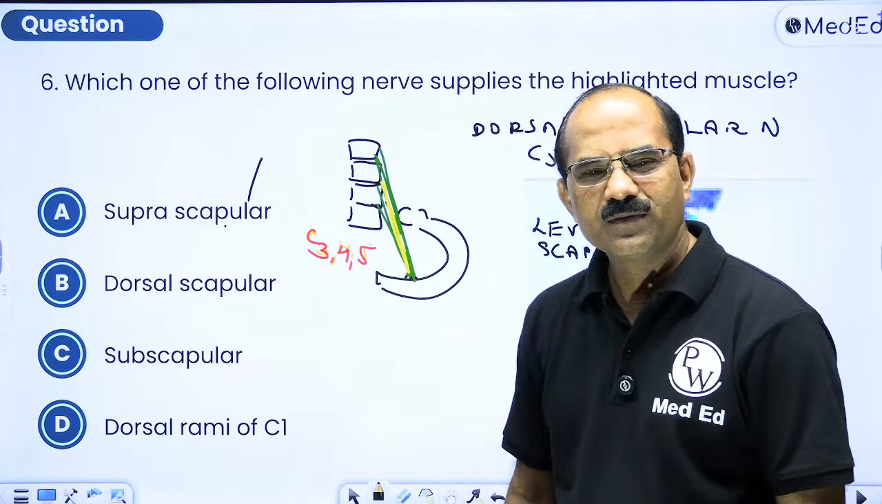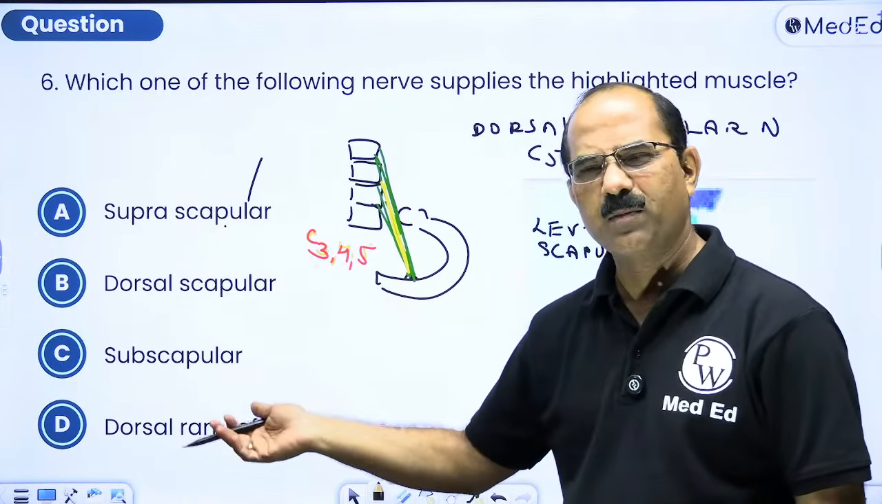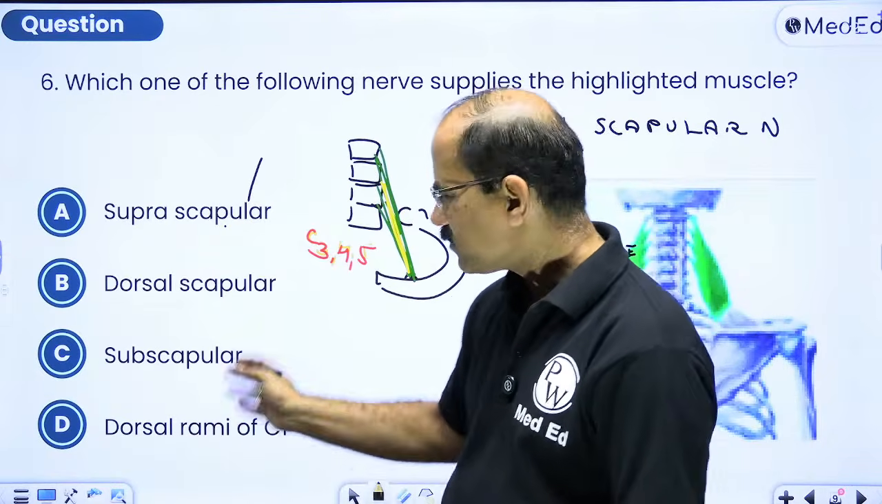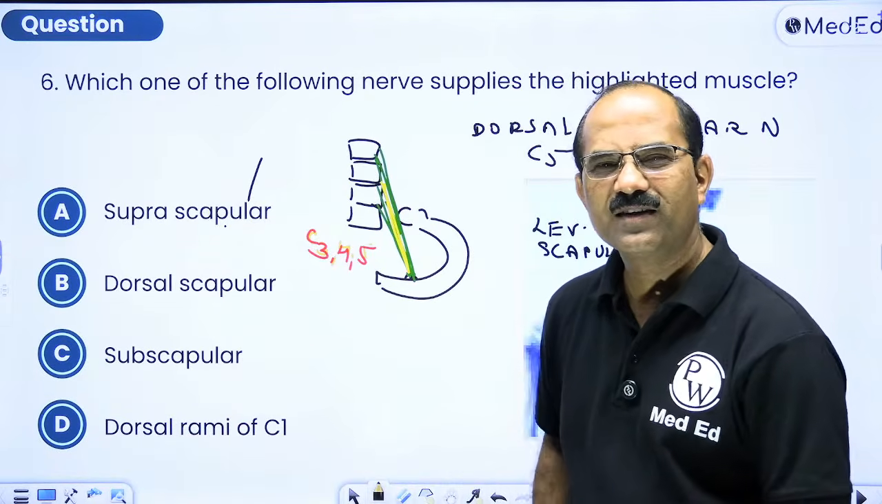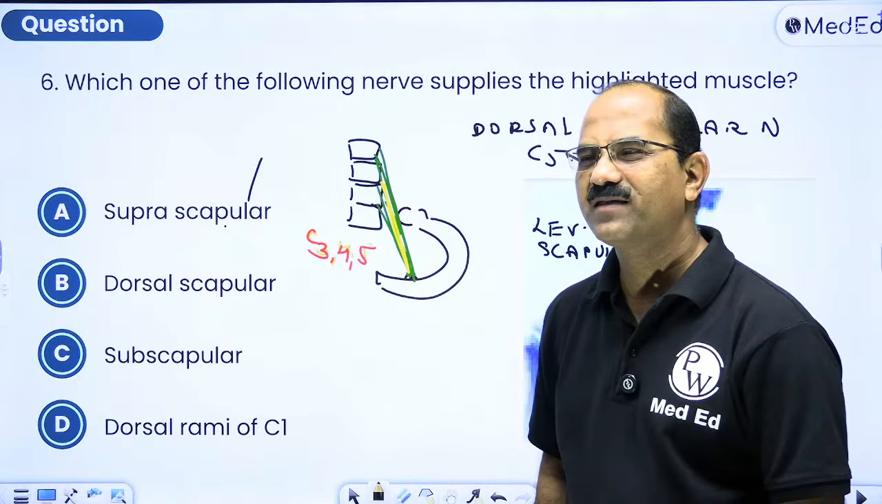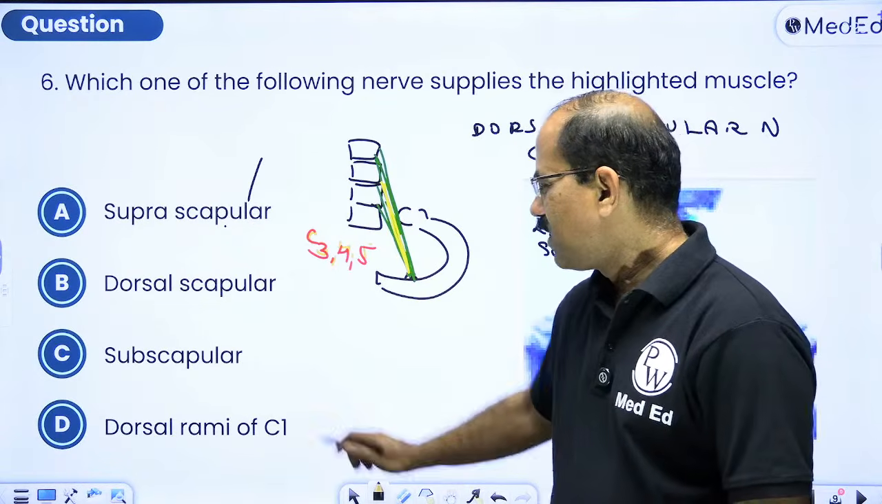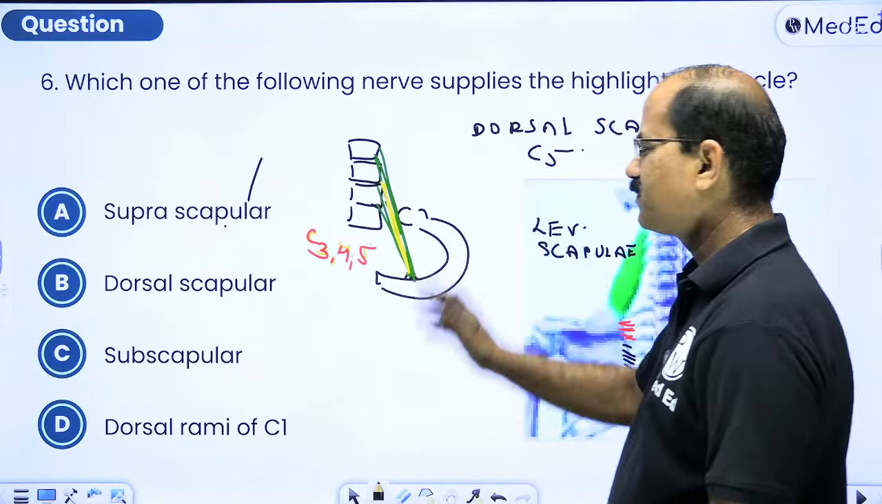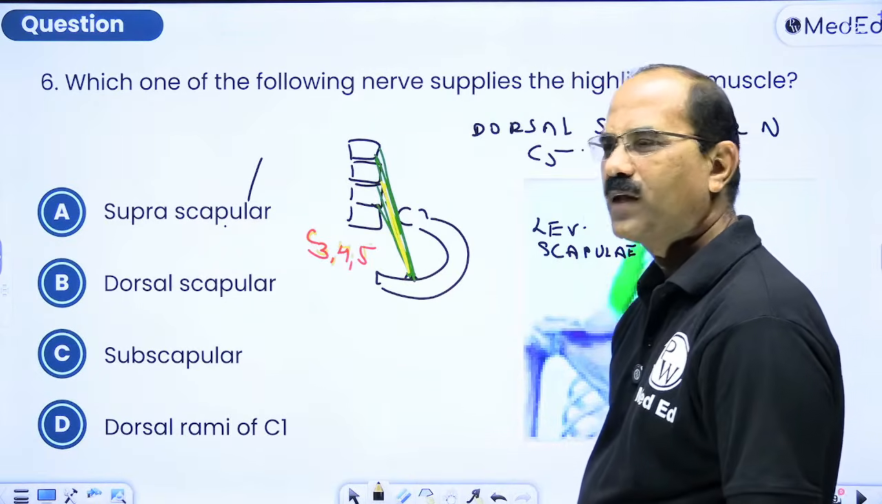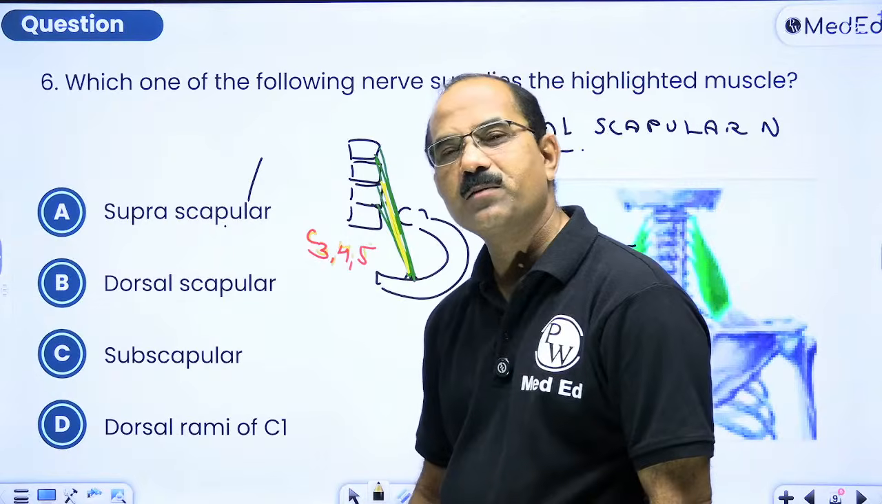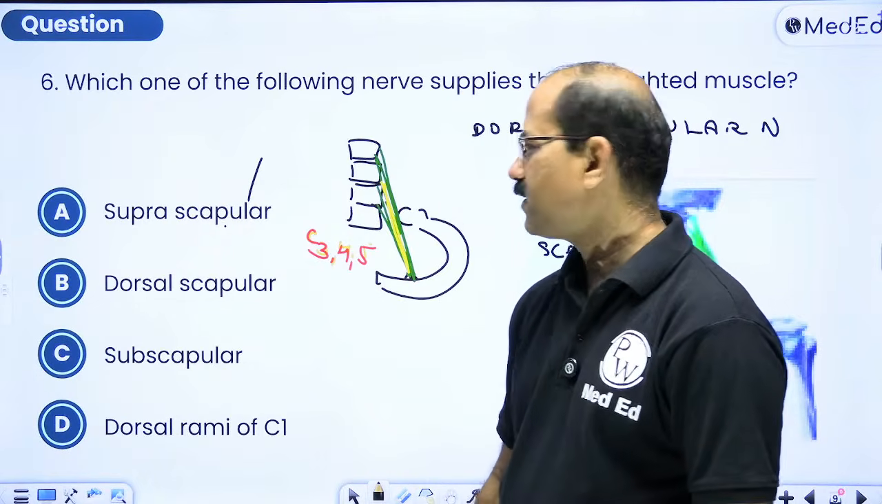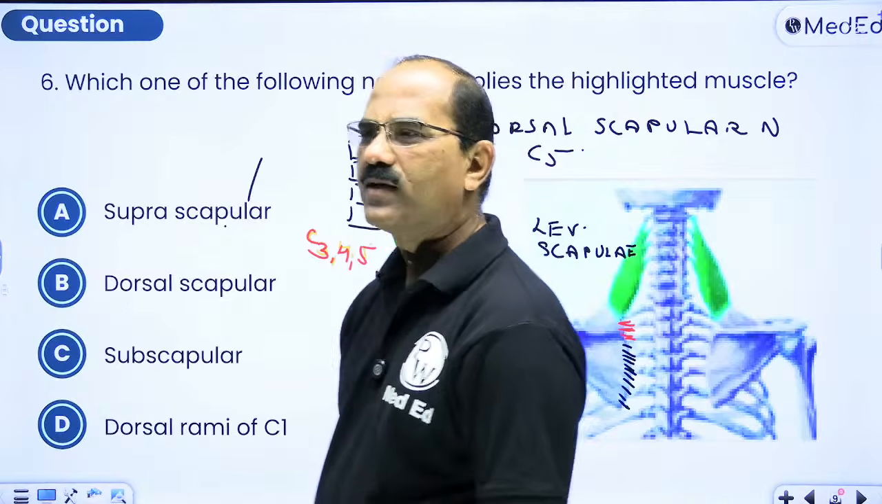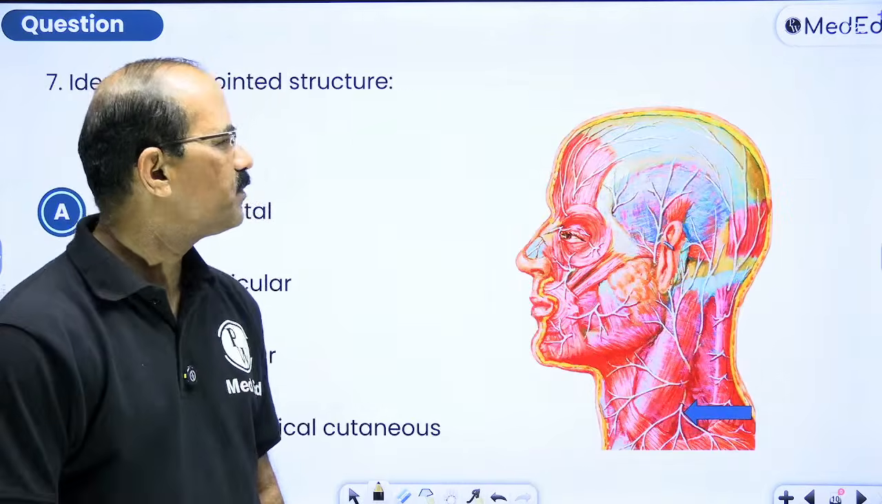Subscapular nerve supplies the subscapularis. There are two subscapular nerves, right? Subscapular supplies the subscapularis. Dorsal ramus of C1 is not that important. Fine, clear to all of you? Dorsal ramus of C1 is called the suboccipital nerve. Fine, okay. So we go to the next MCQ, number 7.